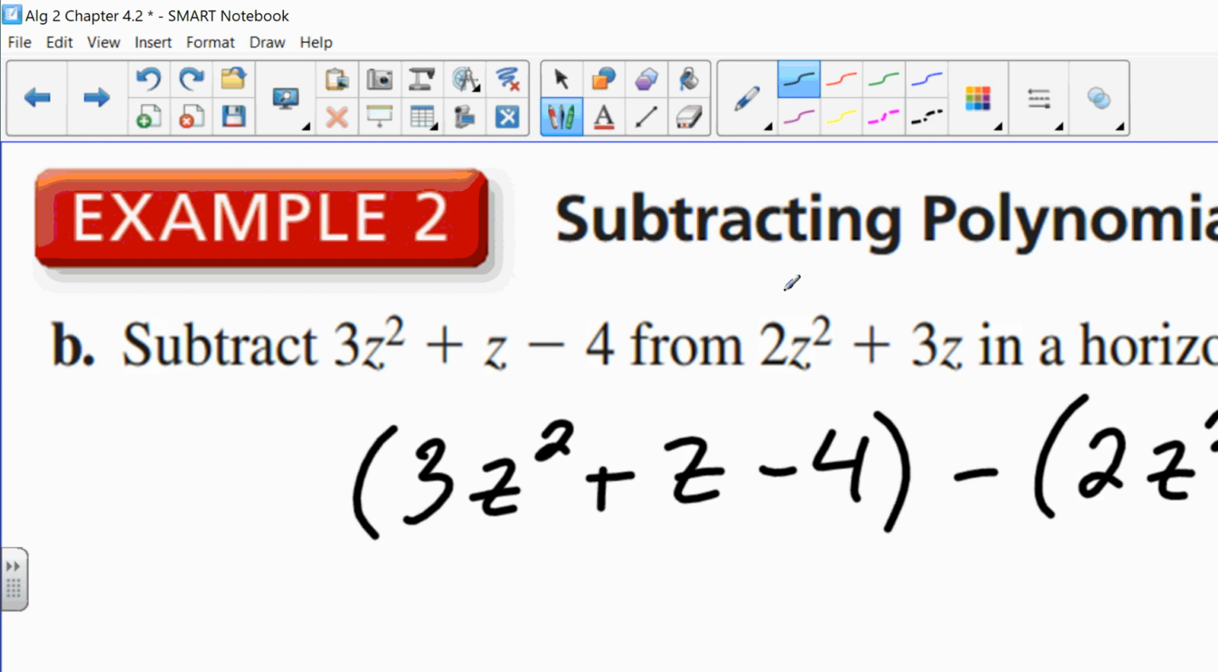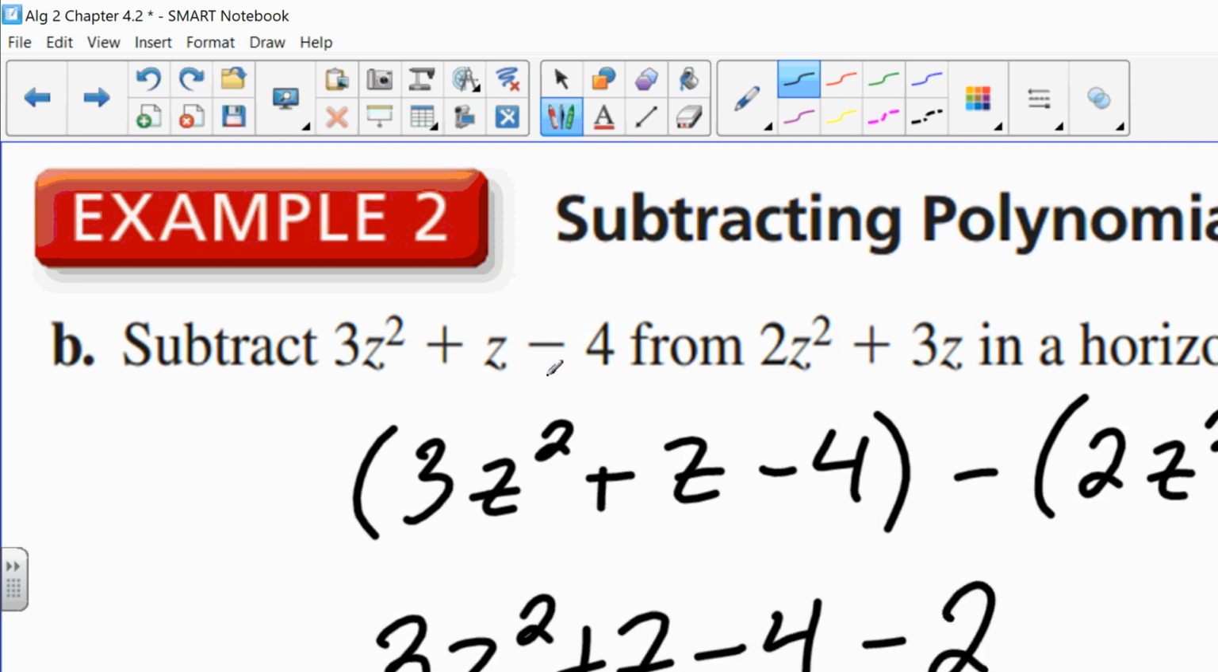Now with this one, with subtraction, we do have to be careful because we're changing the sign of everything in the second set of parentheses because of that negative. Now the first parentheses will stay the same. We'll still have 3z squared plus z minus 4. Now in the second one, we're going to have negative 2z squared minus 3z because that negative is being applied to everything inside the second set of parentheses. And this is where most errors occur. Most students will apply the negative to the first term, but leave everything else the same. But we have to apply it to every single term.